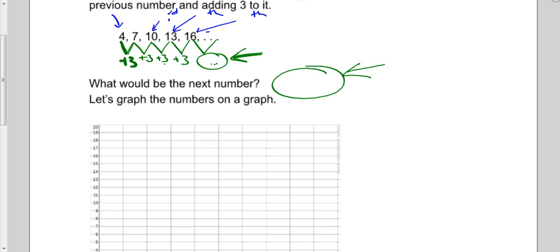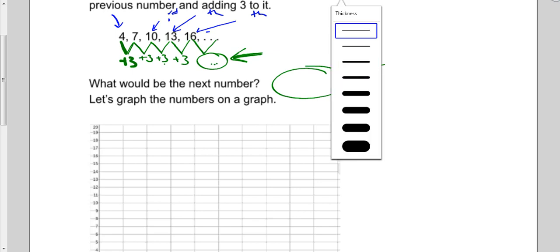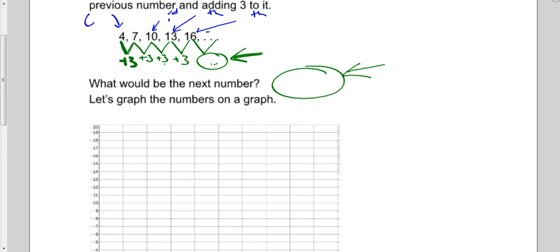So instead of 4 being my first number, I'm going to call it my 0th number. And then 7 becomes my first number. That makes 10 my second number. It makes 13 my third number. And it makes 16 my fourth number. This is my fourth number. This is my fifth number.